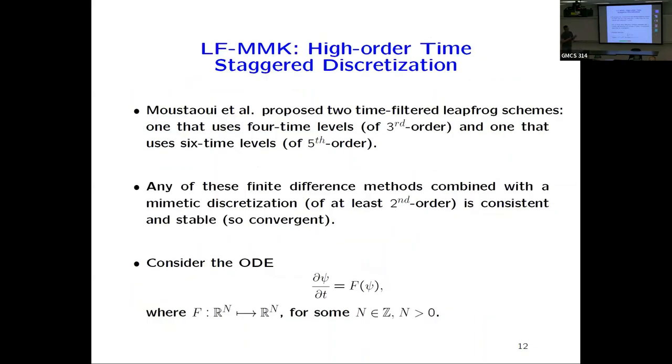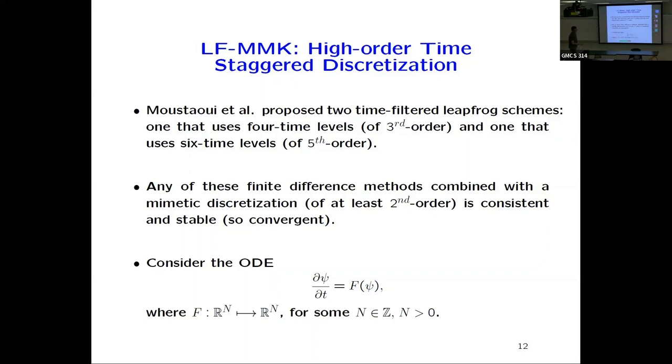And so now I'm supposed to talk about the energy conservation, but since that is more theoretical, let me just jump on and show you the numerical results and talk about the high order time staggered discretization scheme. As I said, I found this information in this paper, and it proposed two kinds of leapfrog schemes that are of third order and fifth order. And now I realize how they build these operators, and I can actually create one of 7 and 9. And these methods combined with the mimetic discretization of second order are consistent and also stable.